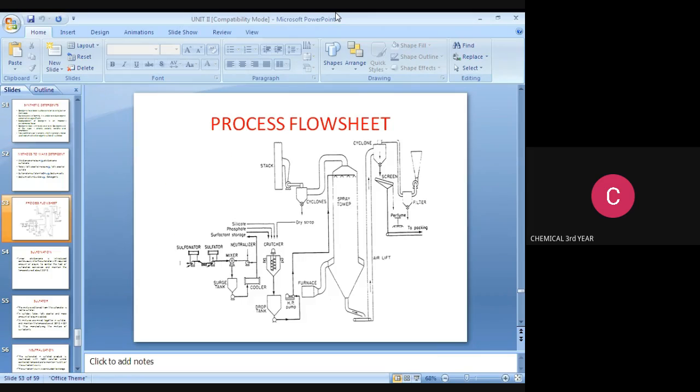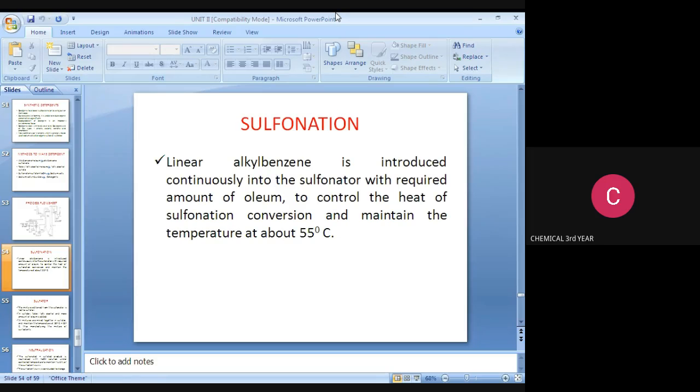This is the flow sheet for manufacturing detergents. The first process is sulfonation. Linear alkyl benzene is introduced continuously into the sulfonator with the required amount of oleum to control the heat of sulfonation conversion and maintain the temperature at about 55 degrees Celsius. This is the sulfonation process.